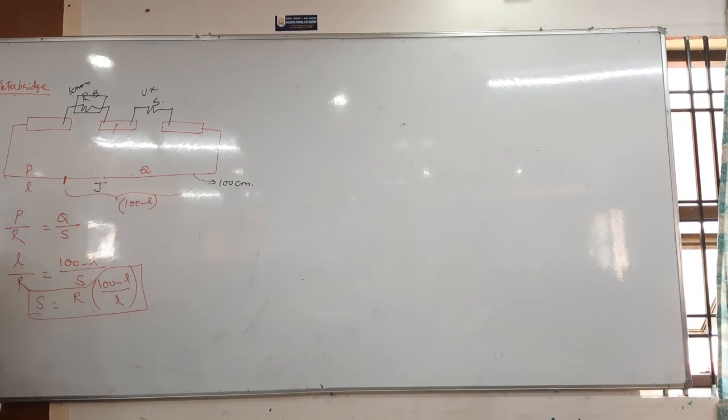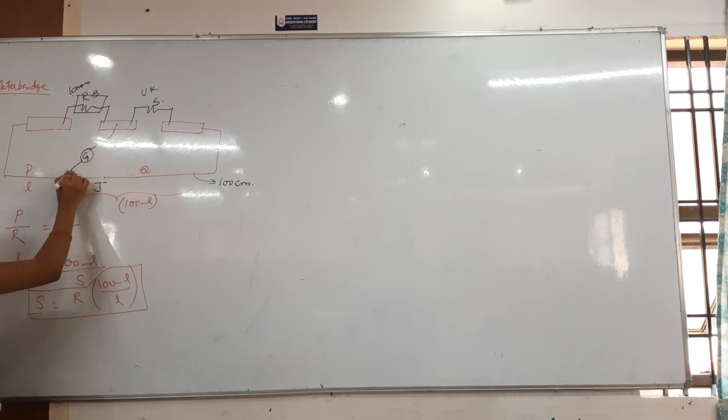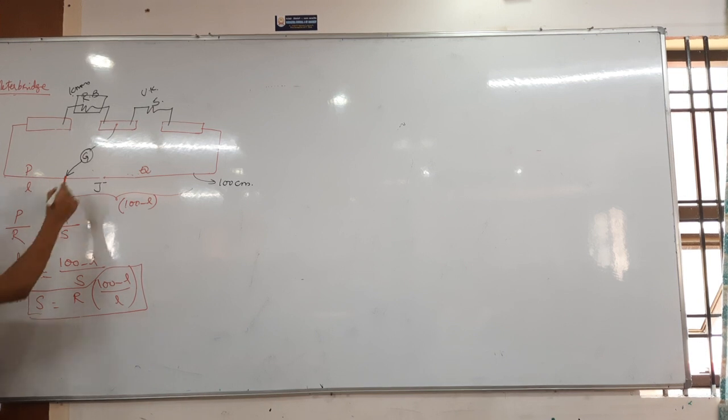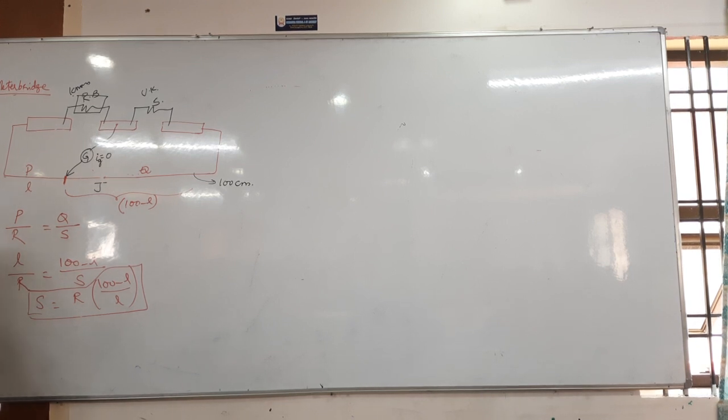In the left arm, a known resistance capital R, or resistance box, and in the right side arm, the unknown resistance will be connected, in the next line.